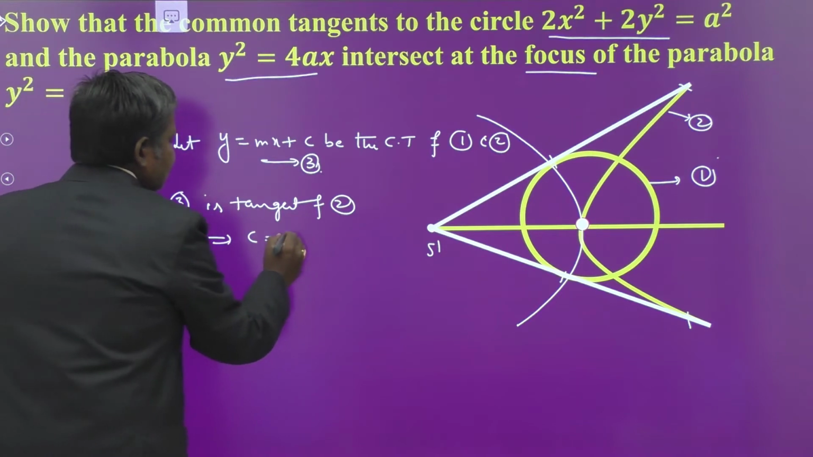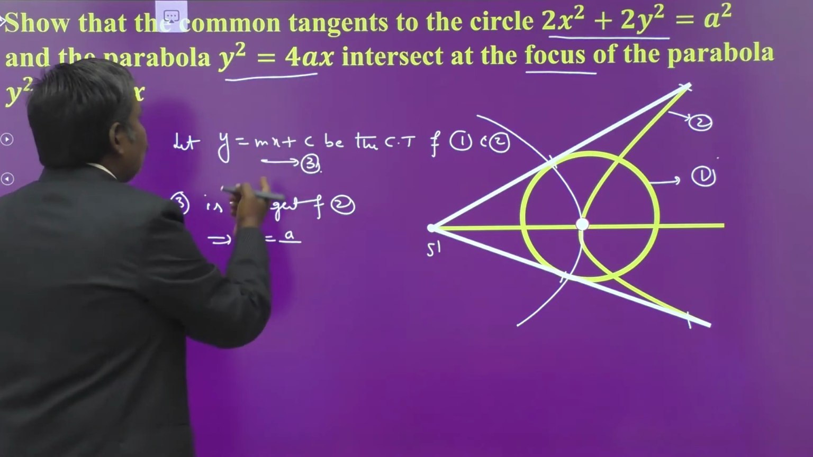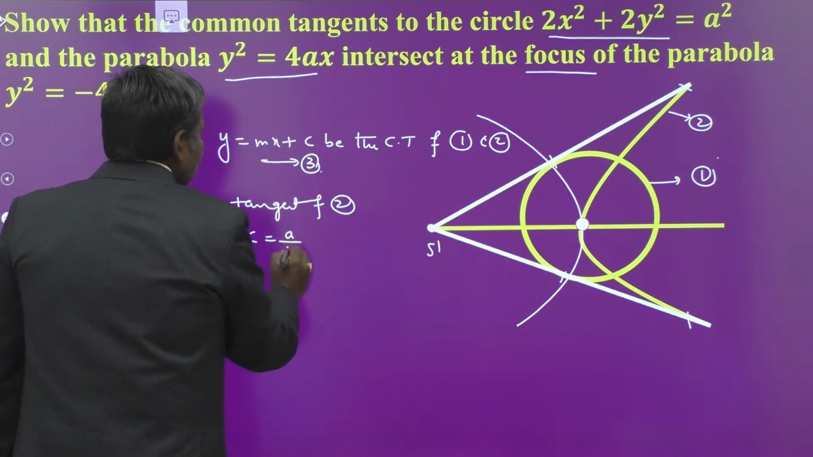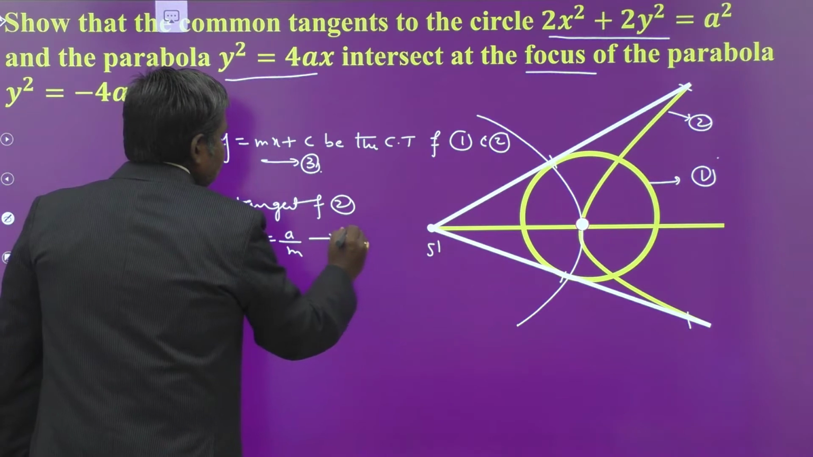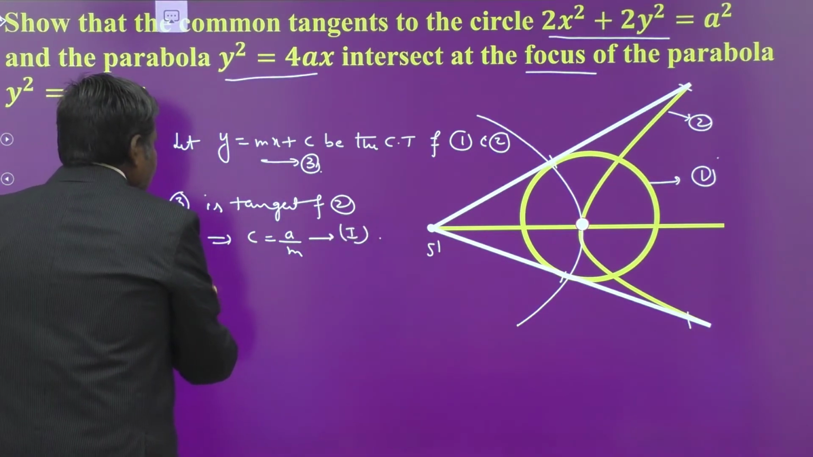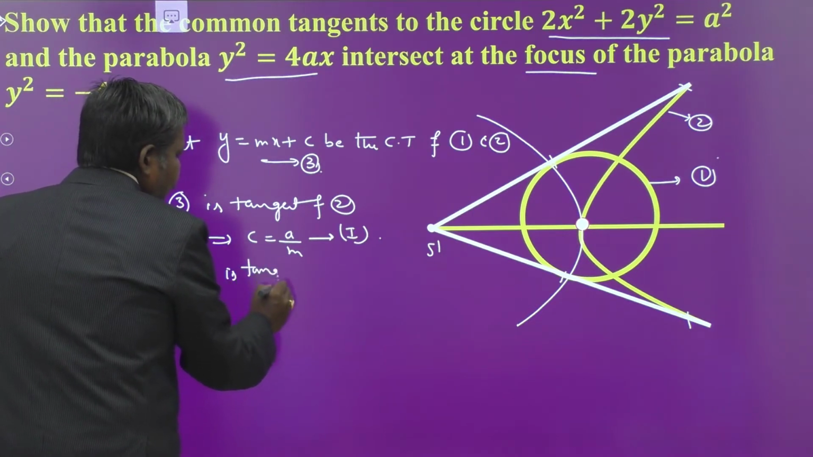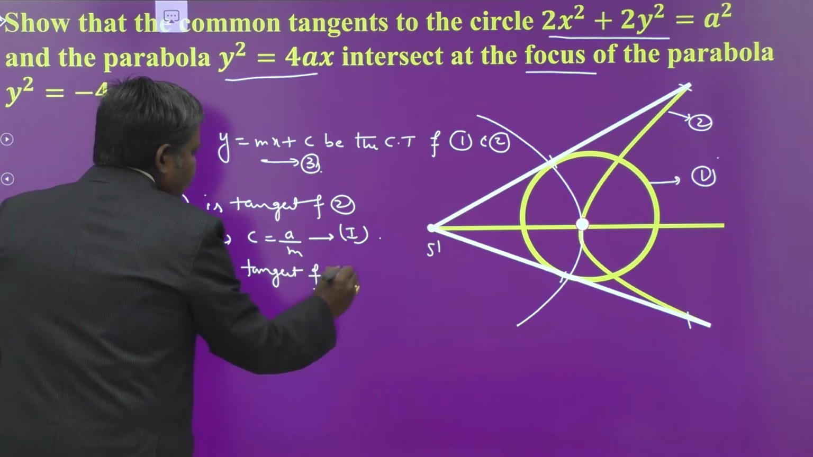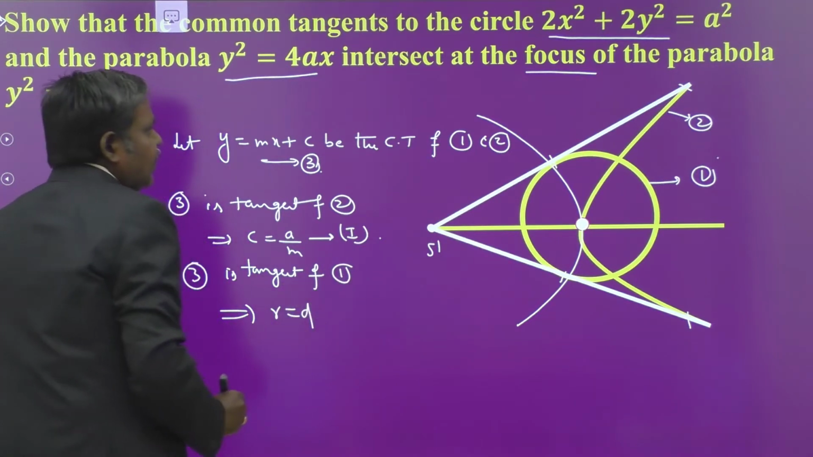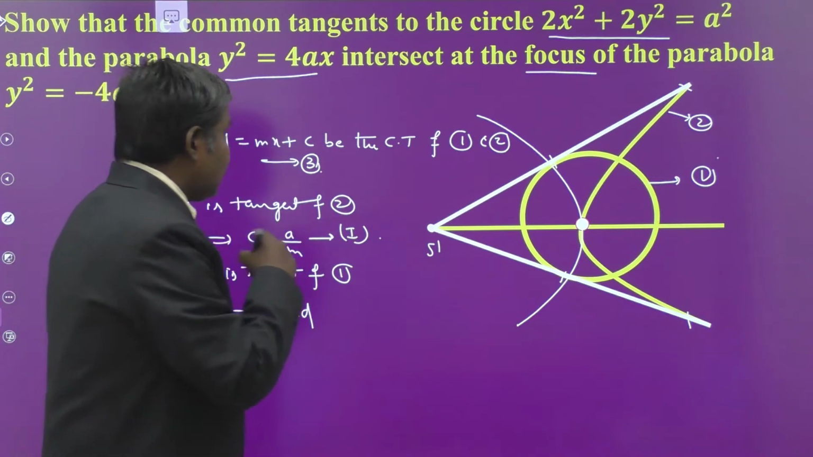Here a means a itself. In the last class y² = 8ax was there, so you had to write a/2a, but here a is itself. So c = a/m. This is equation number 1. Say, and 3 is a tangent of 1, which implies r = d: the radius of the circle is equal to the perpendicular distance from the center to the line.